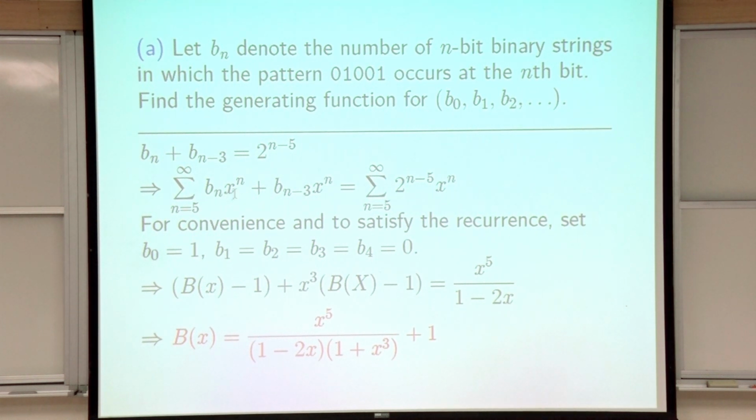And we use the OGF method here to find the generating function. But for convenience, and also to satisfy the recurrence, I define B0 equal to 1 and B1 to B4 to be 0 for this part and the next part. Then we have Bx is equal to x to the power 5 divided by (1 minus 2x) times (1 plus x to the power 3) plus 1.